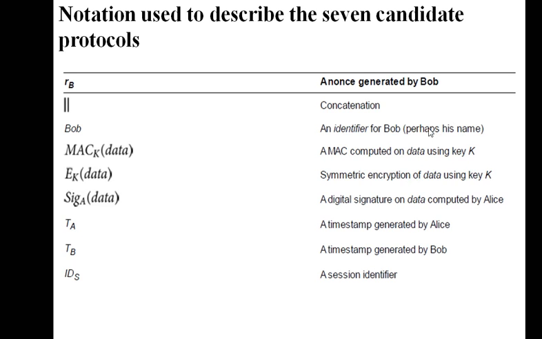So some notations used to describe our seven candidate protocols. This symbol represents what? Concatenation, and Bob an identifier. MAC_K(data) means a MAC computed on data using a key. E_K stands for what? Symmetric encryption of data using key K. Then Sig_A means a digital signature on data computed by Alice, and T_A means a timestamp generated by Alice, and T_B, what? Timestamp generated by Bob. Then session IDs.